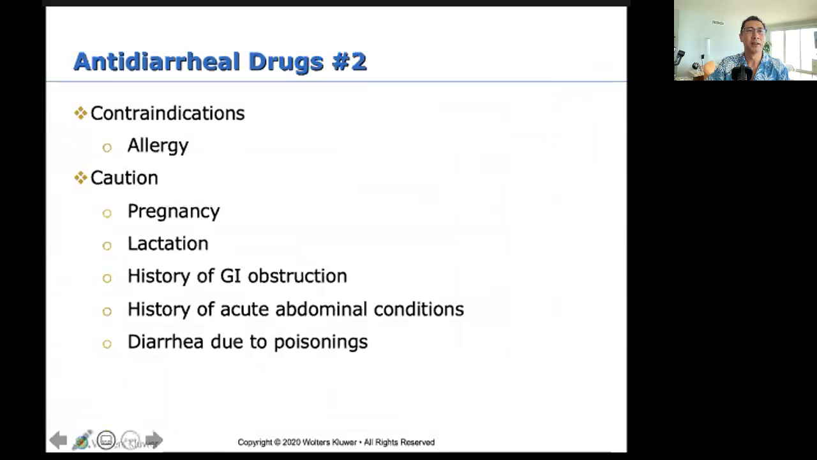Contraindications. I'm not going to talk about the generic ones. Here, if I have a history of GI obstruction or acute abdominal conditions, do not give me any GI medications. I need clearance from the GI physician that I can have GI medications. Because if I have GI obstruction and you gave me this antidiarrheal medication, you just made me more backed up. It's going to cause me more issues.